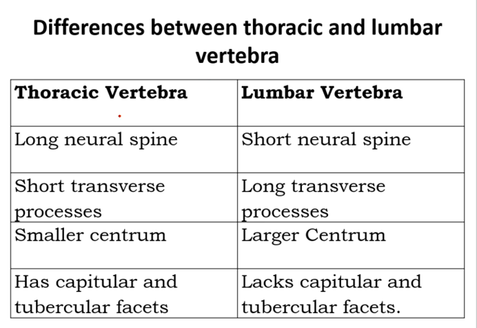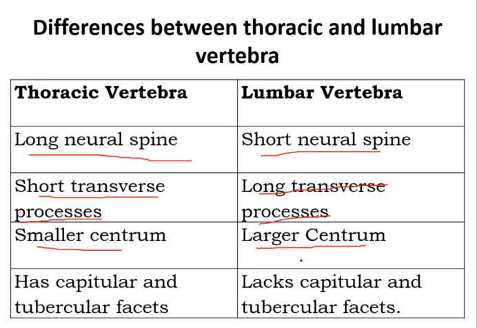Let's look at the differences between thoracic vertebrae and lumbar vertebrae. Thoracic vertebrae have a long neural spine, but the lumbar has a short neural spine. Thoracic vertebrae have a short transverse process, while lumbar has a long transverse process. Thoracic vertebrae have a smaller centrum, while lumbar has a larger centrum.